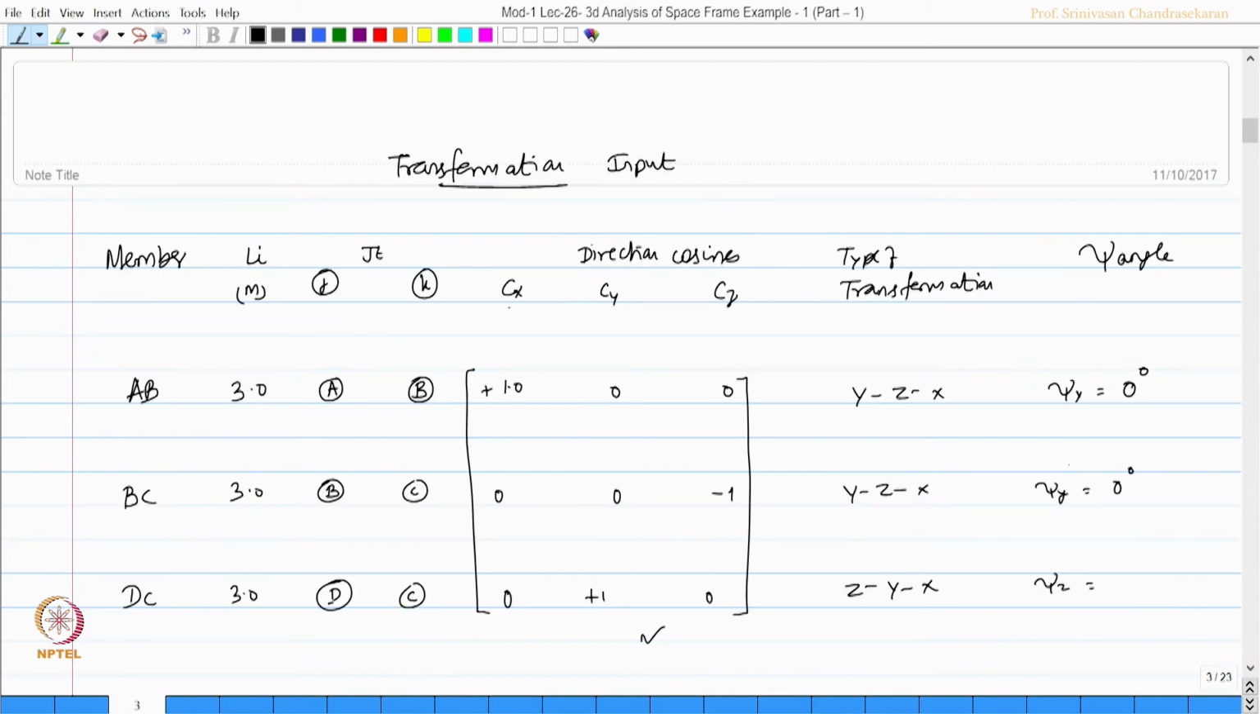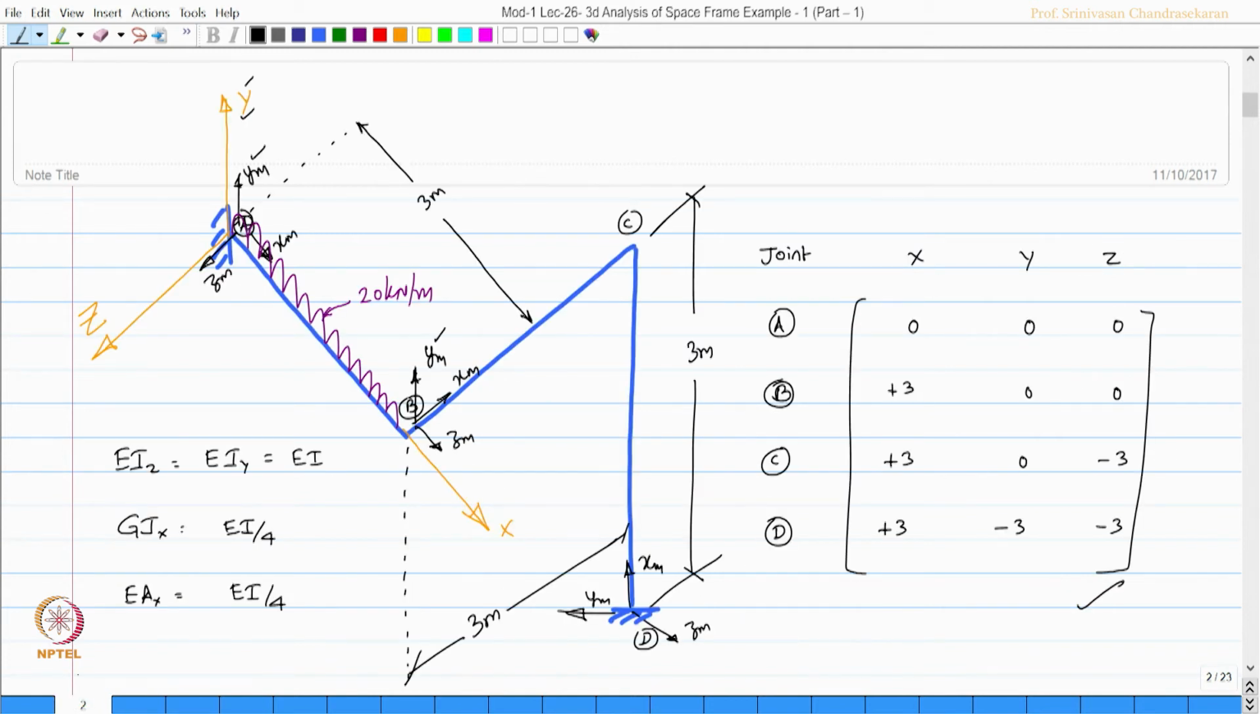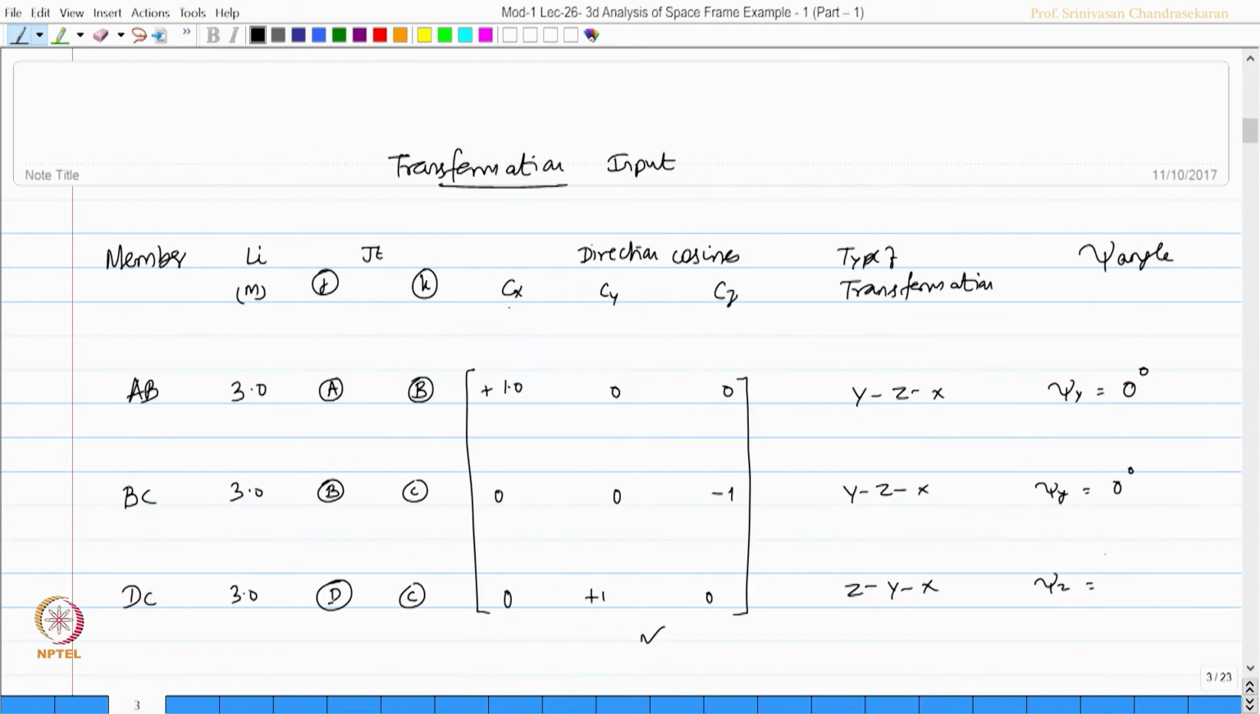For the member DC, I am looking for the angle between ym and y. Ym is horizontal, whereas y is vertical. So, the angle is going to be 90 degrees. So, I can easily estimate the psi y values for an input like this as a vector in my computer program. I can also input the type of transformation, because the psi angle actually depends on what transformation you are working with, correct.